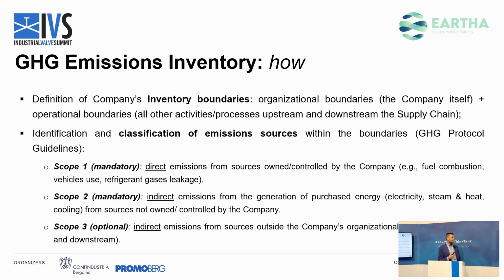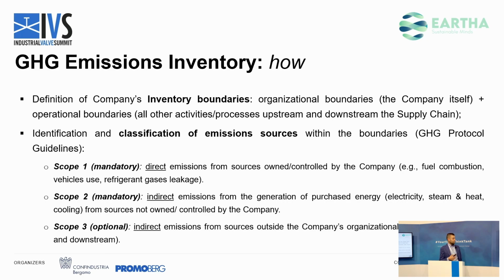Then we have to identify and classify the emission sources within the previously defined boundaries according to the Greenhouse Gases Protocol guidelines. As we can see there, we can classify emission sources in three scopes. The first is related to direct emissions from sources which are owned or controlled by the company itself. For example, use of vehicles for companies' activities, fuel combustions, refrigerant gases leakage, and so on.